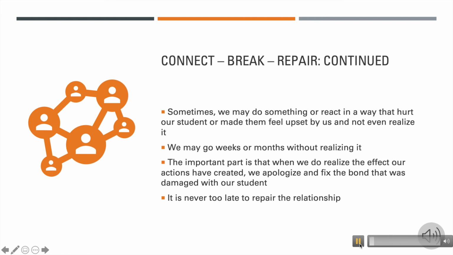You might sometimes even go days, weeks, months without realizing that something you did affected a student in a certain way, and you started feeling sort of that the relationship is not the same. You can always ask, and it's never too late to repair that relationship. It's never too late to apologize for something you did, even if it was so long ago.